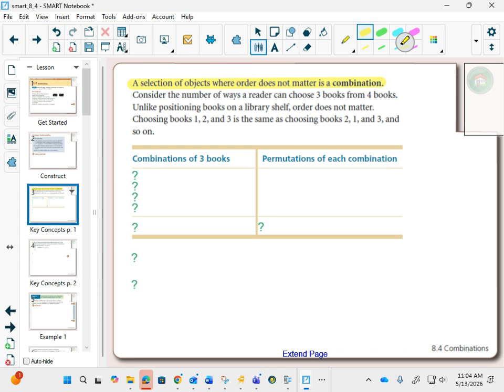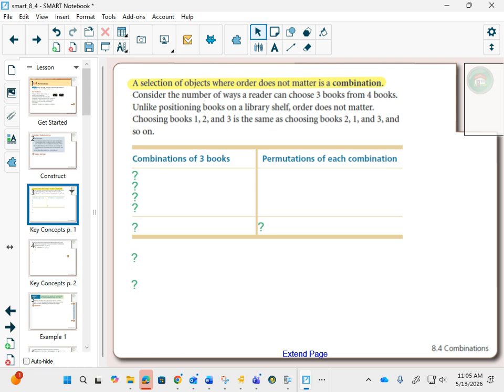So, this says a reader can choose 3 books from 4 books. Or maybe you win a prize, and the prize says you get to pick 3 books to take home, and there's 4 books to choose from. So you pick book 1, 2, and 3, and then you go, no, I'm going to change my mind. Instead, I'm taking books 3, 2, and 1. And the person looks at you and says, you're still taking the same 3 books.